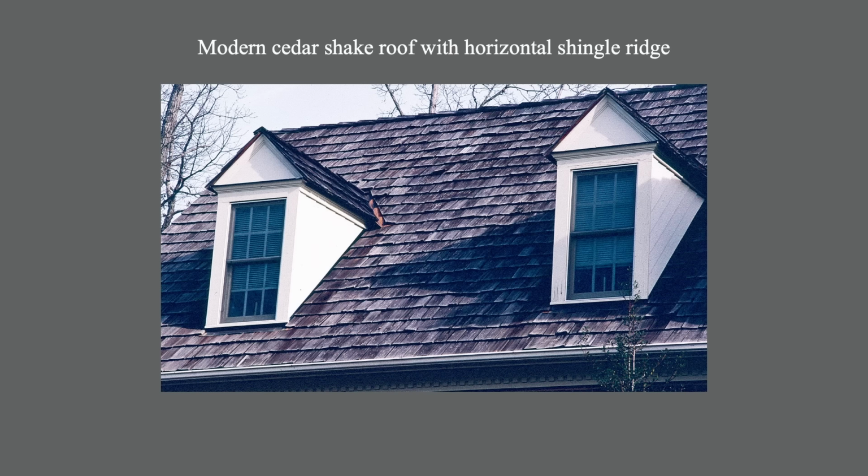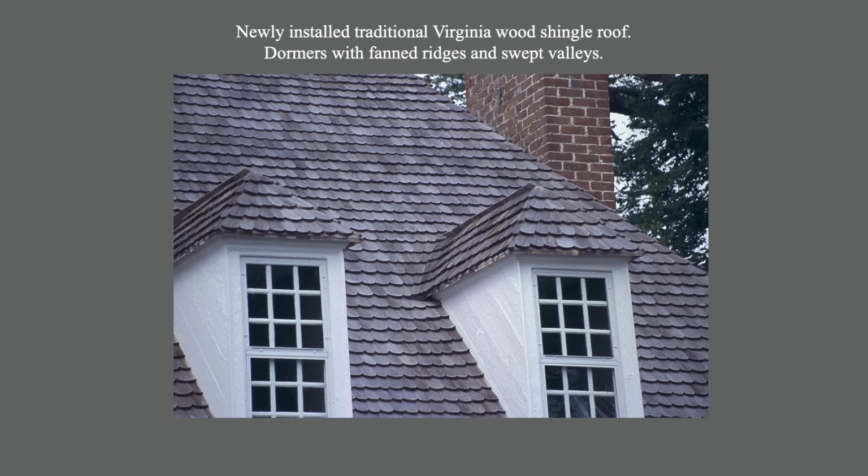The ridge in most of the northern colonies was customarily capped with a row of overlapping horizontally laid shingles. A properly fabricated traditional wood shingle roof is a work of fine craftsmanship. In this newly installed roof on a mid-18th century house, we see how the shingles are fanned around the ridges of the dormers, and the use of what are called swept valleys, where the dormers join the main roof, providing a gently curved junction.